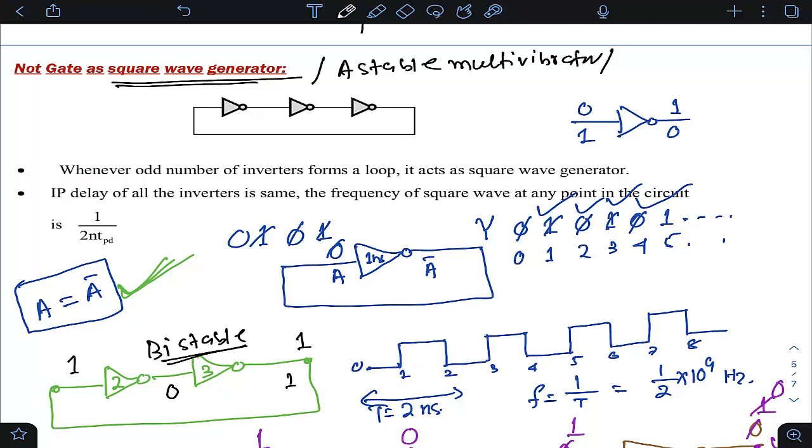Sometimes it is also known as a clock wave generator or clock pulse generator, because the clock pulse used in sequential circuits is a square waveform. That's why, because of the square waveform, sometimes they call it a clock wave generator. The meaning is the same.